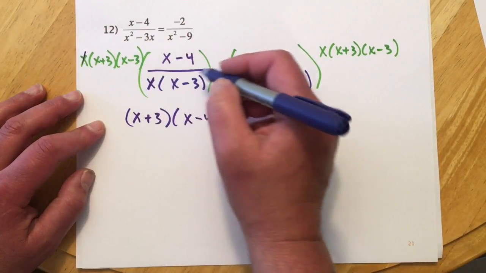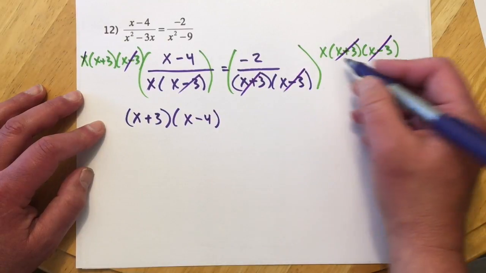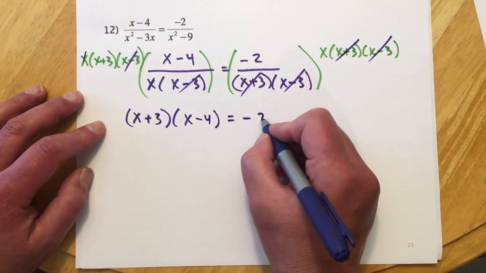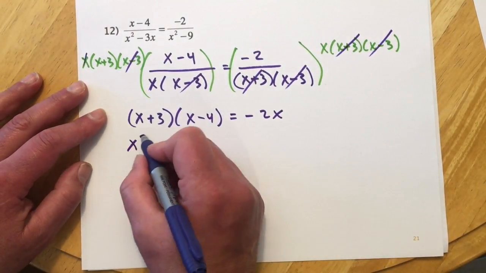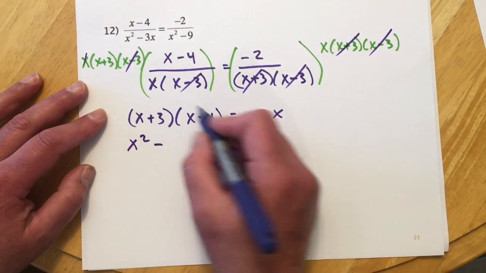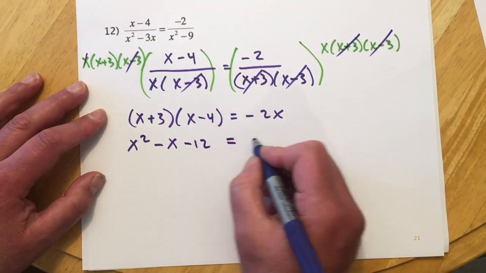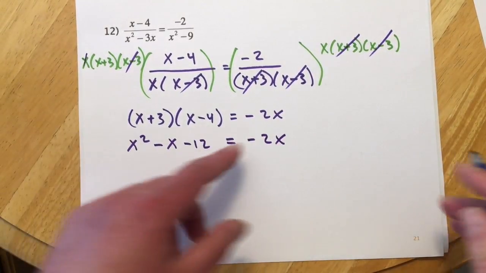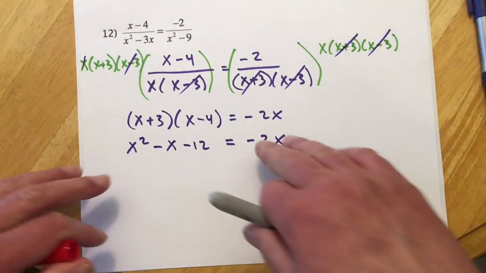So I can actually show that this time. So this and that. Here the pluses cancel, the minuses cancel, so I get negative 2x. I'm going to FOIL this side, and that's going to come out x squared. Minus 4 plus 3 will leave minus x, and minus 12 equals negative 2x. And then I want to add this over because I want to get to 0.